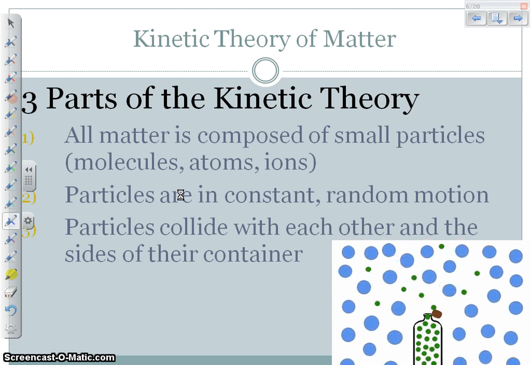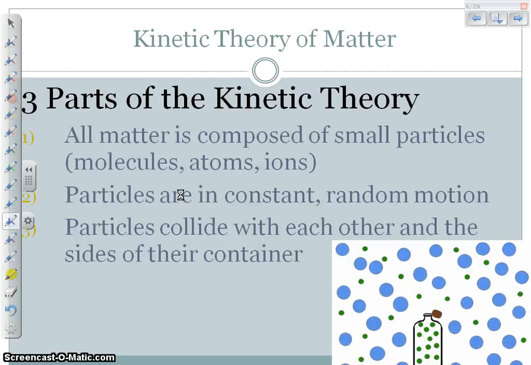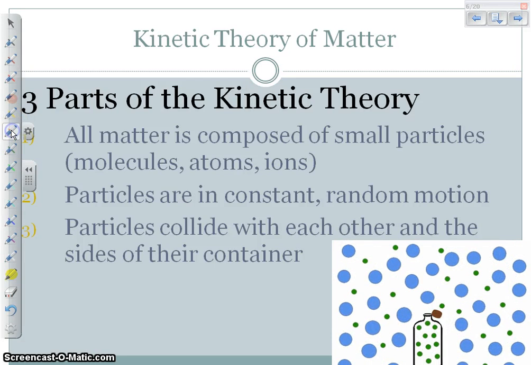Basic idea is that all matter is composed of very small particles. Whether we're talking about a specific molecule, a specific atom, or a specific ion, we know that matter is composed of very, very, very tiny things. Those things are in constant random motion, as we see down here.